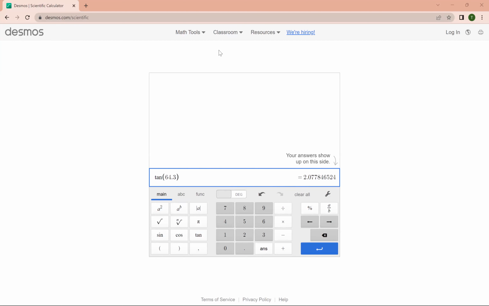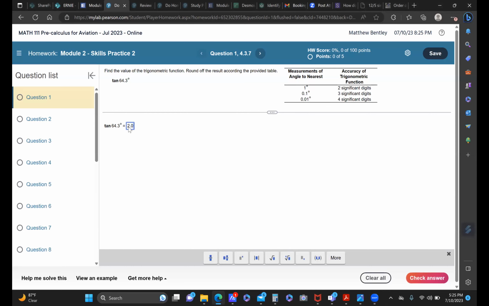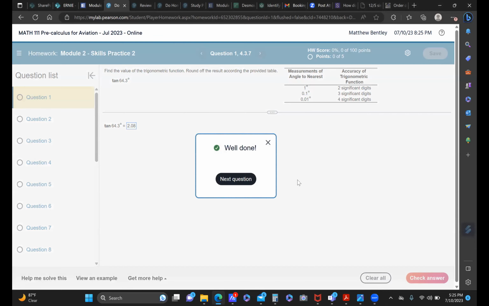If you want to reshare your screen, I'd be happy to look at that with you, but I definitely recommend that. Since we're going to the 10th place, that's 3 significant figures. So if you saw me write down 2.0778, you would go to 2.08 for your answer there, just to give you an idea of what to expect.